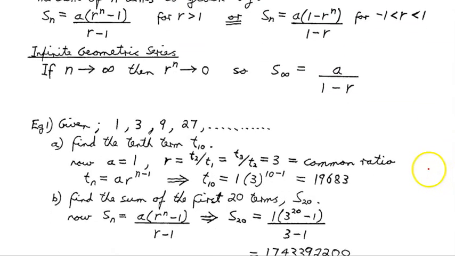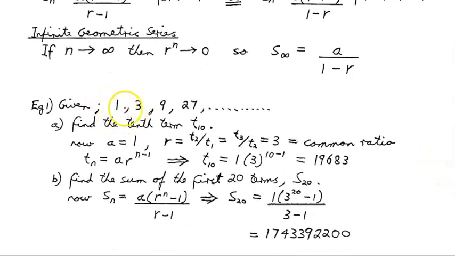Let's have a look at an example. Here's a sequence: 1, 3, 9, 27. Find the 10th term, T10. So a is 1. r, the common ratio, is T2 divided by T1 or T3 divided by T2. It's any two terms next to each other, the latter of the two divided by the former. That gives a common ratio of 3 here, so it's going up by a factor of 3. Tn is a r to the n minus 1, so T10 will be 1 times 3 to the power of 10 minus 1, and that will give us 1 times 3 to the power of 9, which is 19,683.